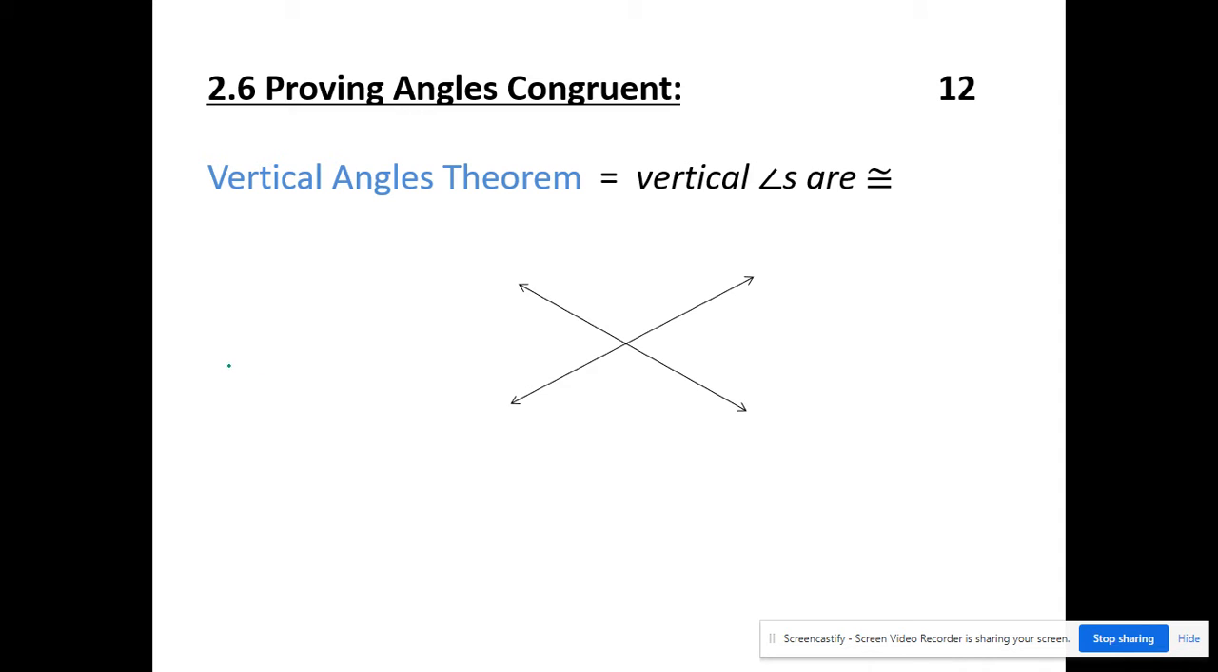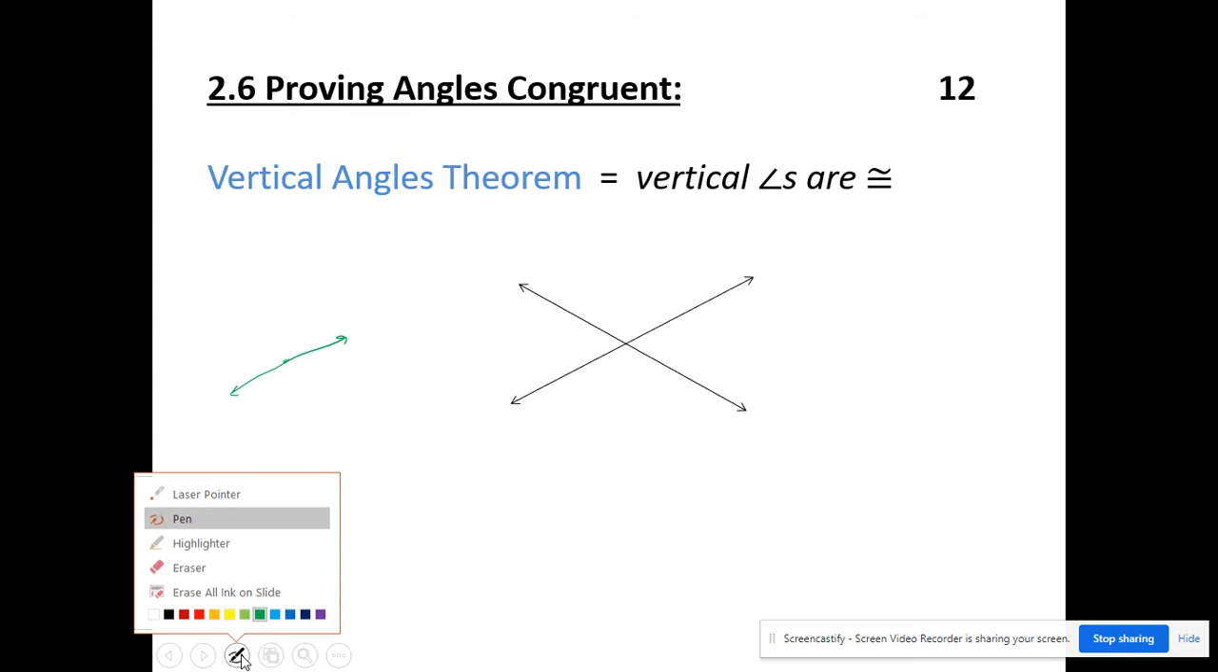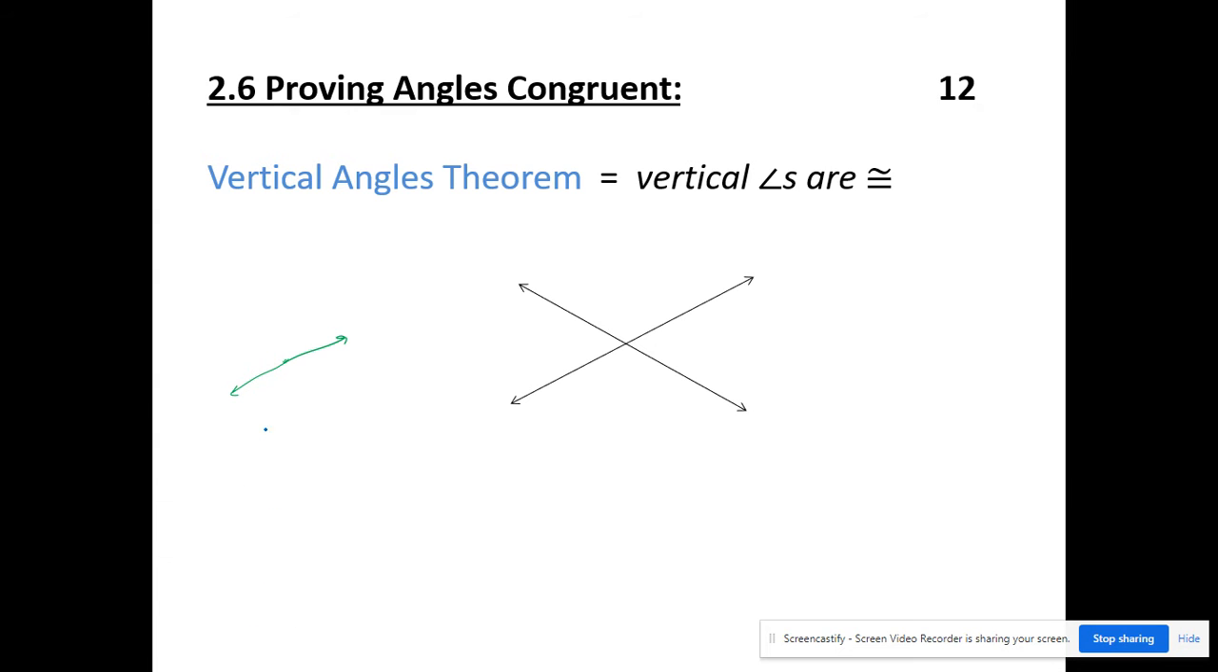Back in chapter 1, we actually defined what a vertical angle was, but it's been a while, so I'm going to refresh our memory. Vertical angles are formed by opposite rays. So I've got a ray going this way, a ray going this way, and then if I have a ray going out this direction and this direction, see how these two opposite rays cross. The angles that are formed are what we're talking about.